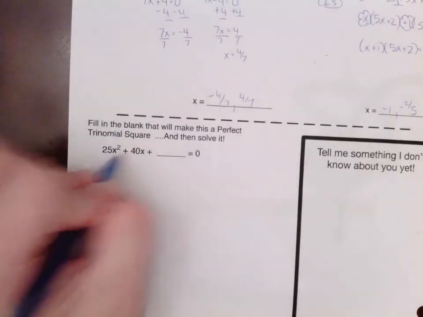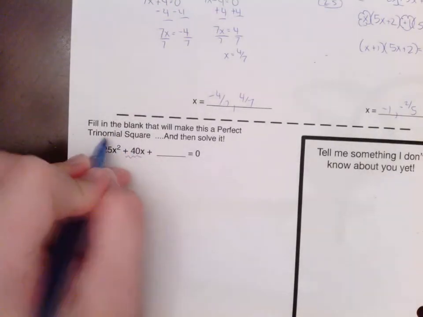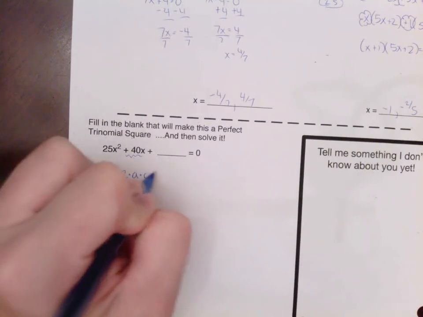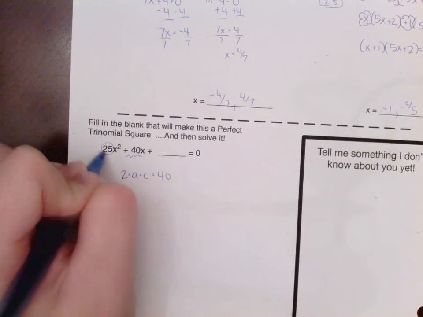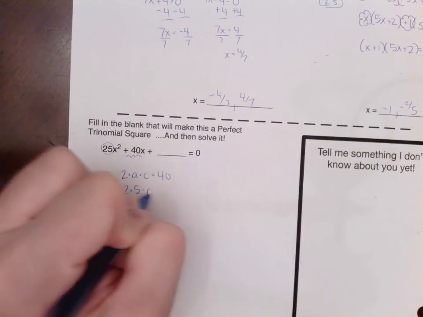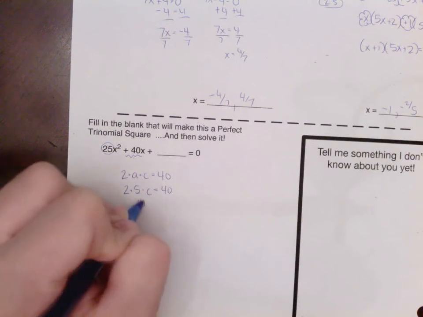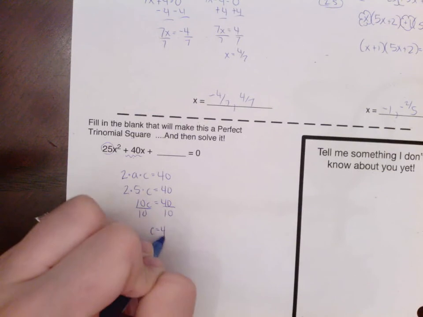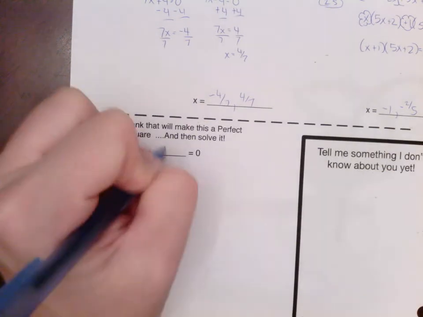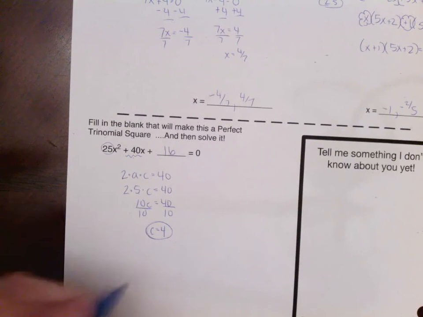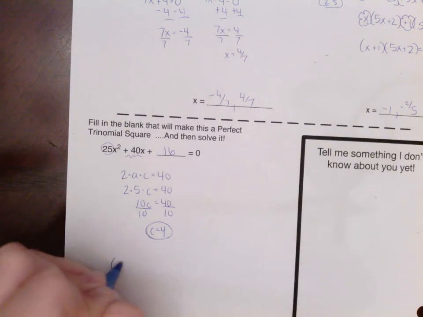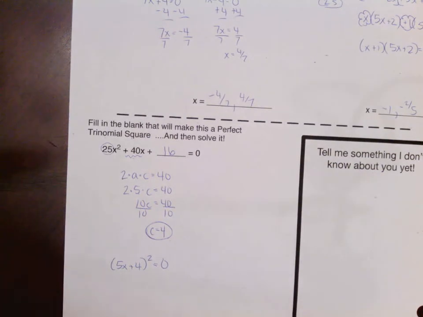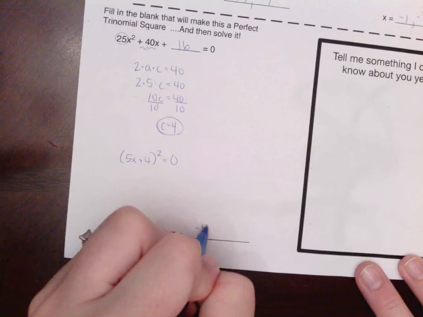And last but not least, we know here that if this is a perfect square trinomial, that middle, that b term is equal to 2 times your a times your c. All right, a squared is 25, which means a is 5. 2 times 5 is 10. Divide by 10. C is equal to 4. So c squared is equal to 16, which means if we factor that, we have 5x plus 4, the quantity squared equals 0. And then that means that your final answer is negative 4/5.